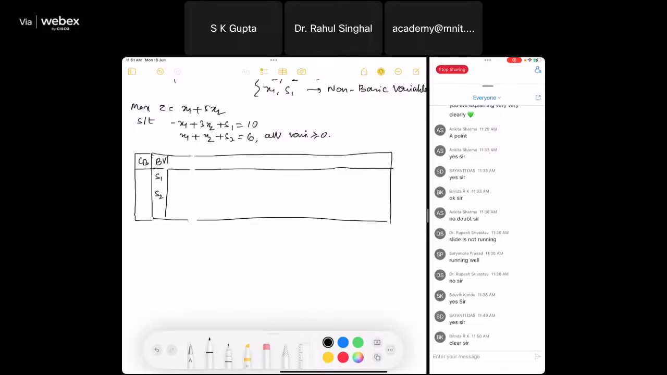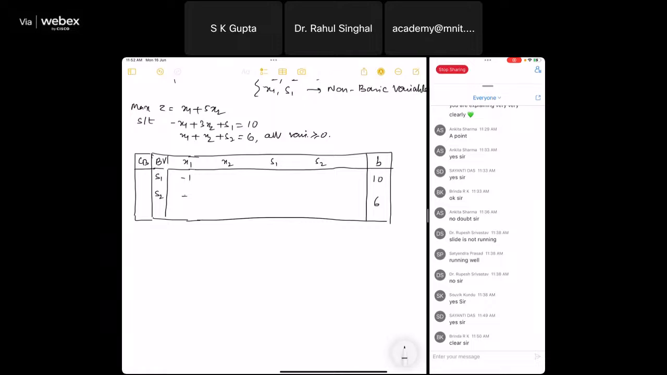Okay, so this is your right hand side B. This is your 10, right hand side first 6, right? X1, X2, S1, S2. These are the 4 variables. What is the column of S1? Column of X1 is what? Column of X1 is -1, 1. This is 3, 1. This is 1, 0. This is 0, 1.